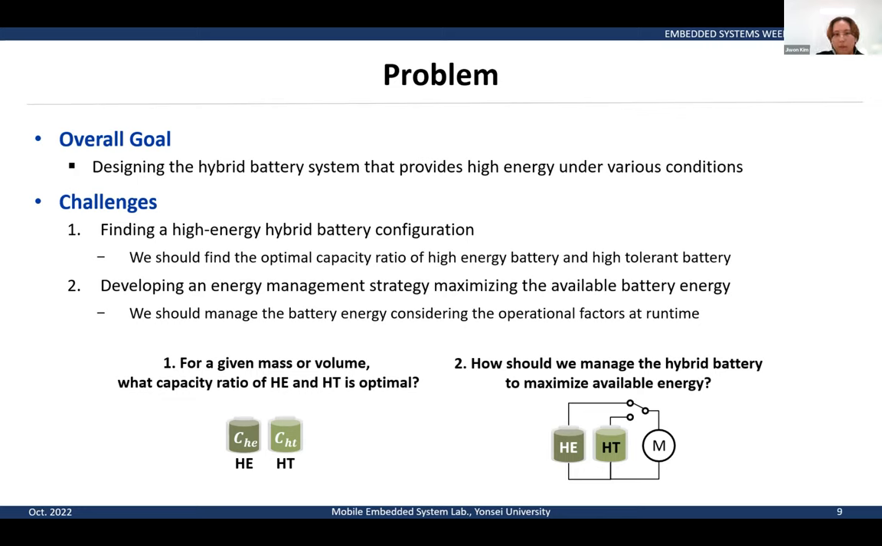First, we should find the optimal capacity ratio of high energy battery and high tolerance battery. This will determine the total energy capacity of the hybrid battery system. And second, we should manage the battery energy considering the operational factors at runtime. The available capacity of the battery element changes depending on the runtime operational factors. So the management strategy finally determines the battery availability of the hybrid battery.